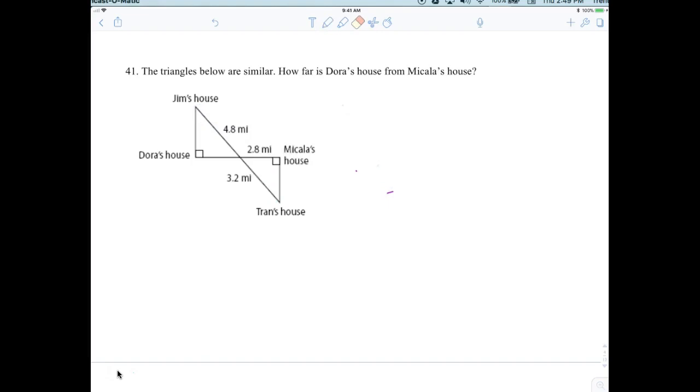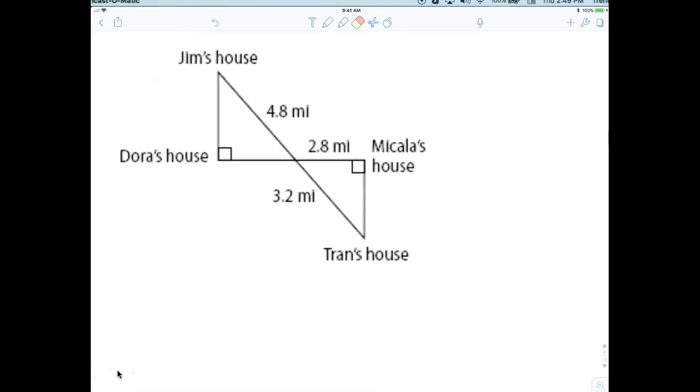All right, I'm going to go to the front just to make sure you hear me. I'm going to blow this up a little bit so you can see. Now, what do you think 4.8 goes to? Do you think the 4.8 goes to the 2.8 or the 3.2? Exactly. You know how to do this now. Dora's house is X, so this length right here is X. Do you agree? So now set up the proportion quickly. 4.8 is to 7.2 as X is to 2.8.